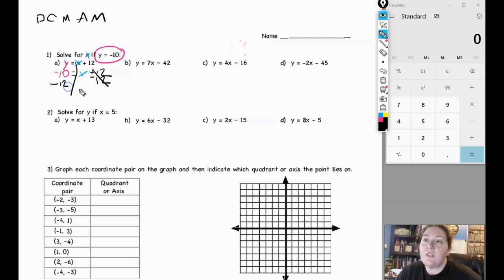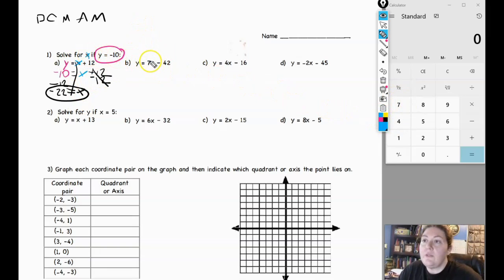What I do to one side, I do to the other. Bring my x down. Negative 10 plus negative 12 gives me negative 22. And that's my answer. That's it. That's really all there is to these. We're substituting in negative 10 for y and solving the equation. We're going to do a couple more of these together, and then we'll keep moving.